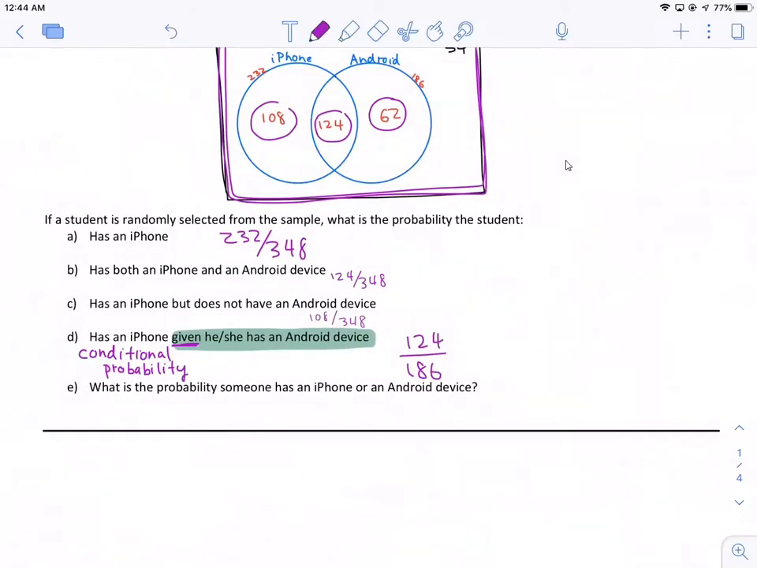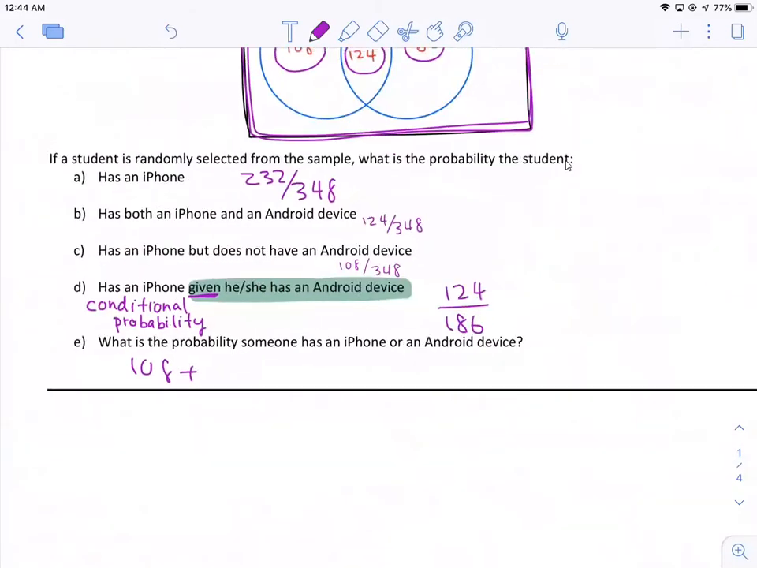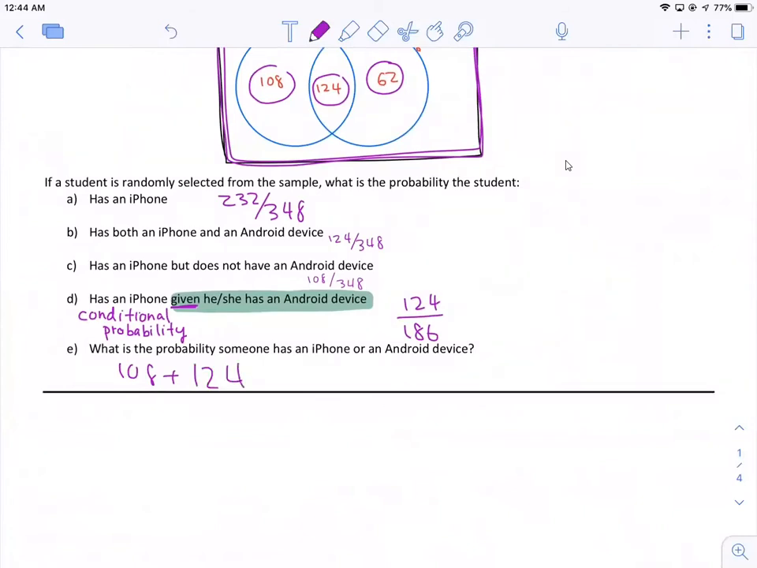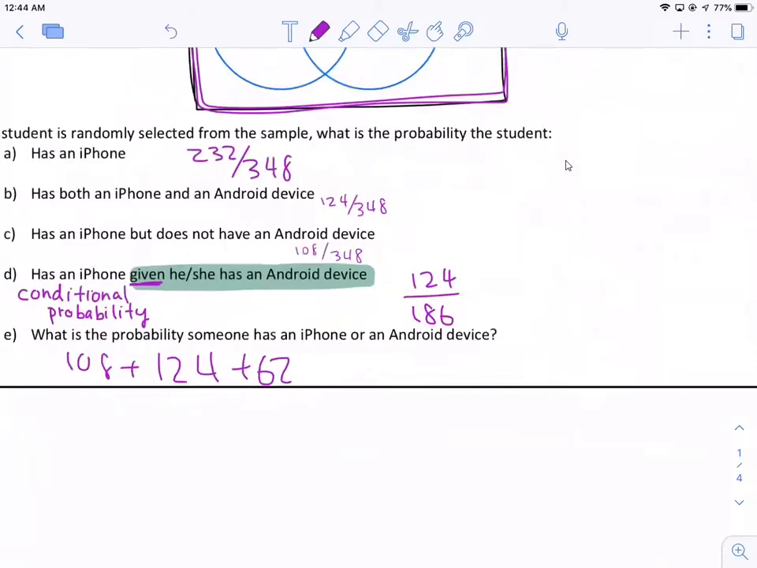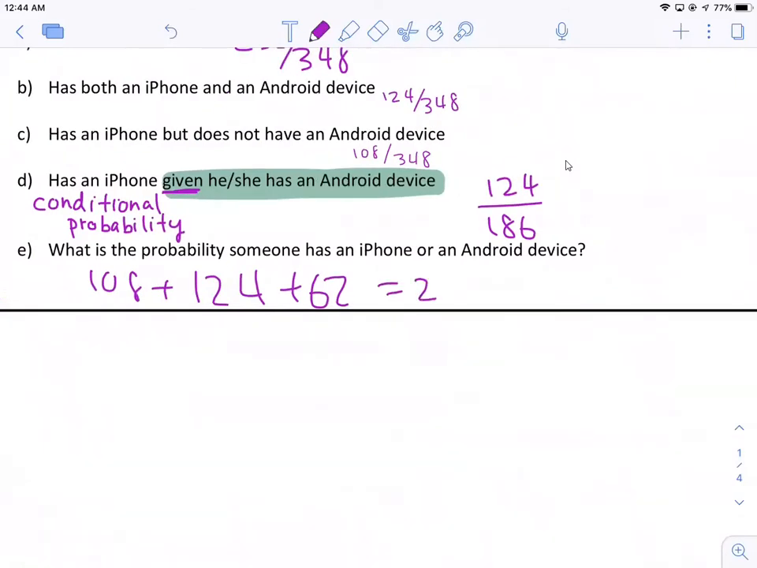So two ways to do it. You can add up those three numbers, 108 plus 124 plus 62. What is that? 170 plus 124. That's going to give us 294. That's one way to do it.